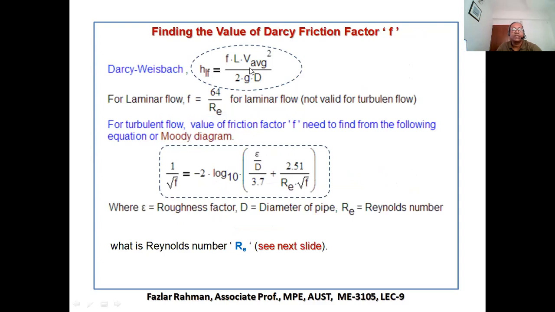Now this is the Darcy equation. He figured out that if flow is laminar, the value of the constant F will be 64 divided by the Reynolds number. So you need to know the Reynolds number. How will you figure that out? If flow is turbulent, then you need to use this big equation.